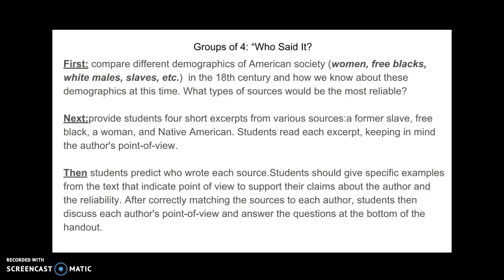Students should also, when matching the sources to each author and providing evidence from the text, copy the chart from the handout onto their paper.